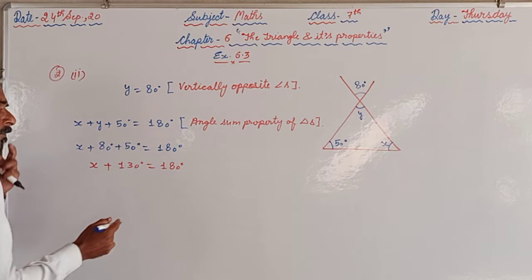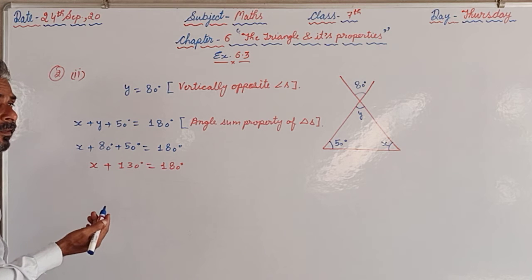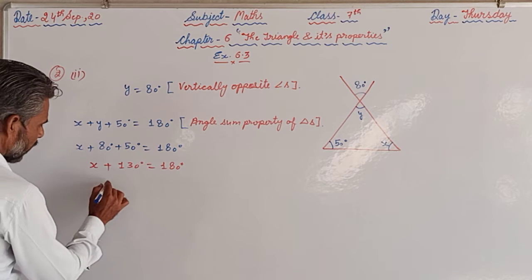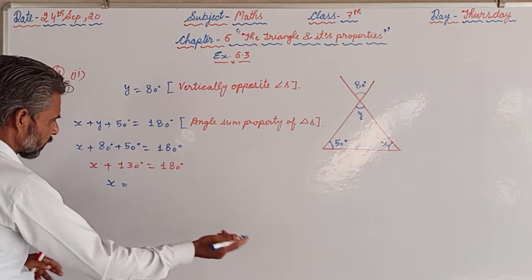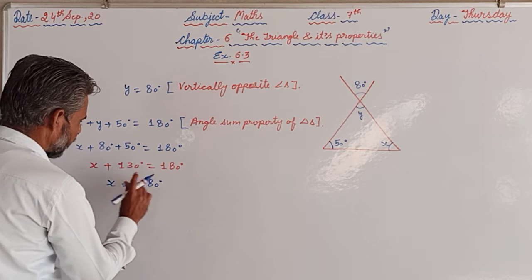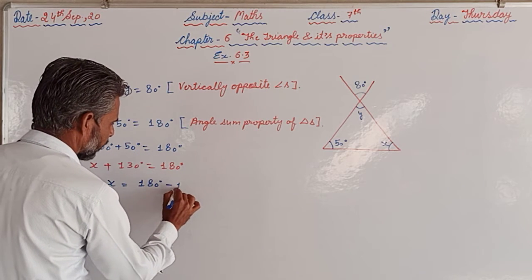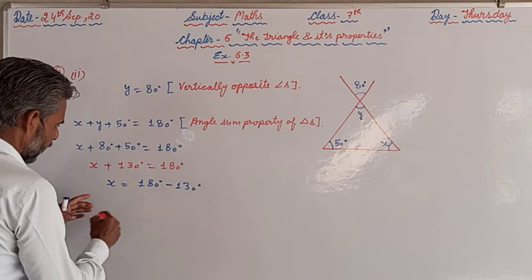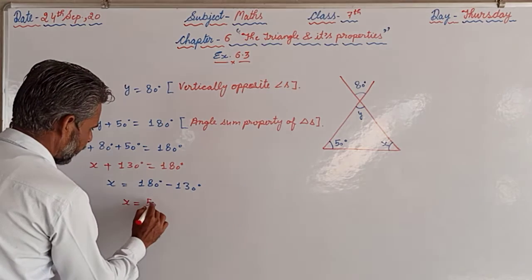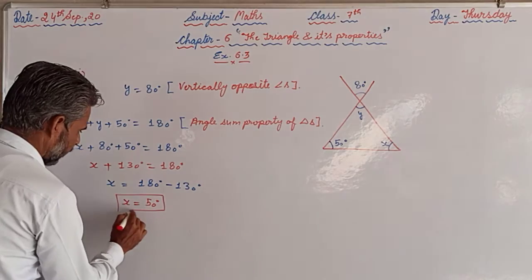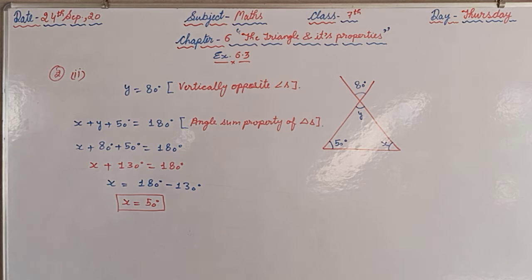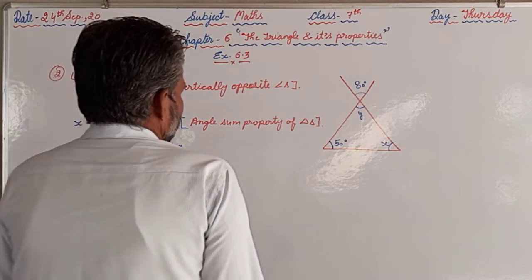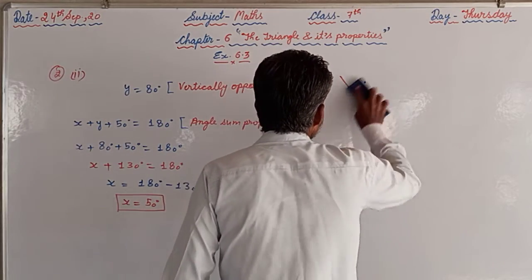So from here, this is the simple equation. So we are supposed to find the value of the unknown number, that is the variable. So for that we are supposed to transfer all the constant term from the left hand side to the right hand side. So 180 degree, and this will become minus 130, and we get the value of x, that is 50 degree. So like this we are supposed to proceed such type of questions. After this part we will take the next part, that is the third part of this question.